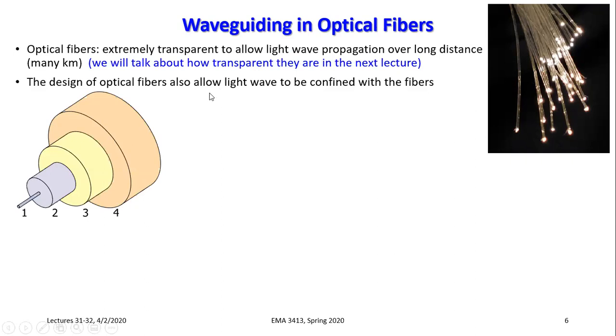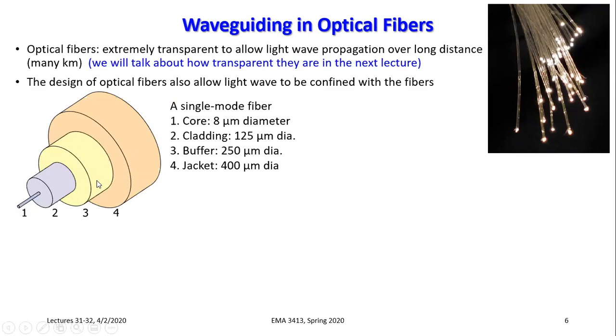Obviously, there are two things. One is the guiding of the light, and the other is the transparency of the light. Okay, we'll talk about transparency a bit later. But let's first look at the guidance of the light wave through the material. So this is a typical structure of a single mode fiber. There are other kinds of multi-mode fibers as well. But in this case, let's first talk about single mode.